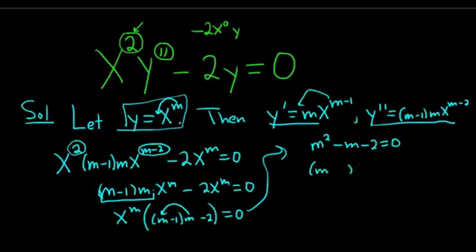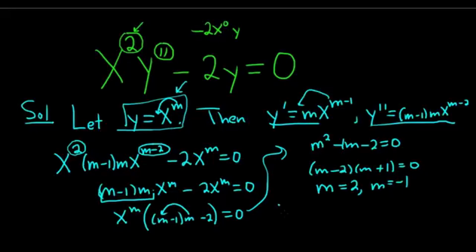So m. We need two numbers that multiply to negative 2 and add to negative 1. I think negative 2 and 1 should do the job. Yep. So we get two possible answers. We get m equals 2 and m equals negative 1. But we said that y was x to the m.